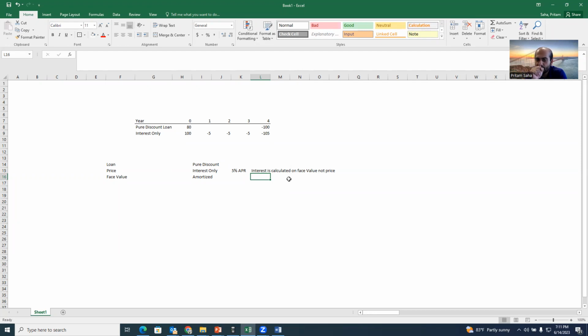Question so far? We're good so far. We know what is price, what is face value, what is APR, and how to charge the interest. Make sense?